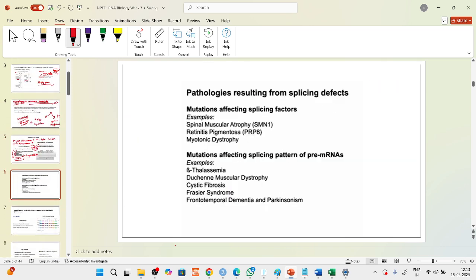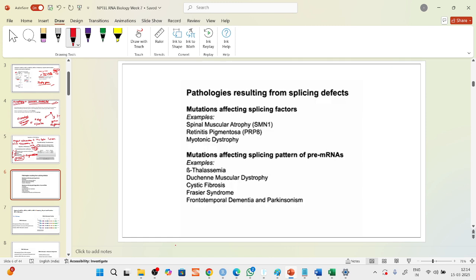Then these are some of the pathologies that result from splicing defects. So you understand that it looks like splicing is such a small phenomenon that happens during the post-transcriptional modifications. But each and every biological process that happens inside the cell, inside the body, is very carefully and articulately regulated. And if there is any problem or defect, it can lead to some kinds of diseased conditions, or it can lead to some kinds of difficulties or chronic malignancy also in some cases. So here, these are the mutations. You can see that if there is any mutation that affects the splicing factors.